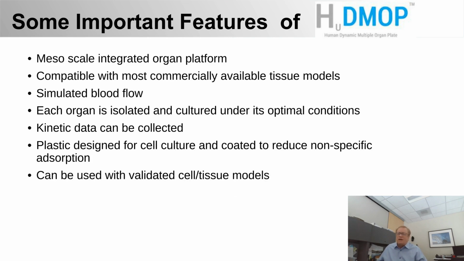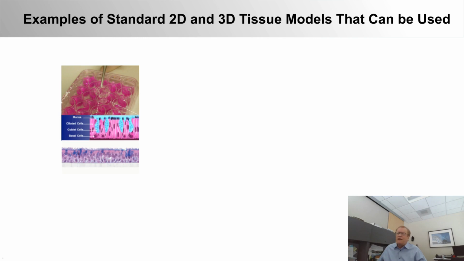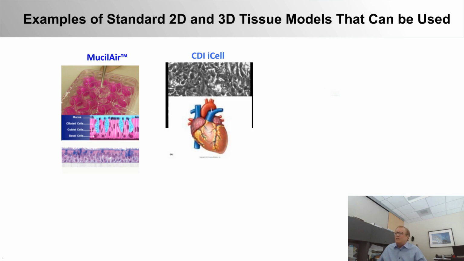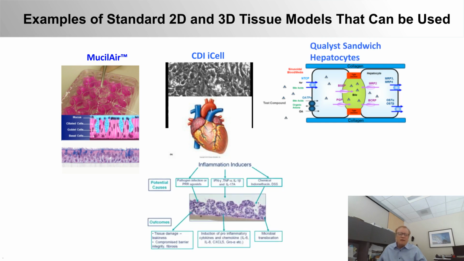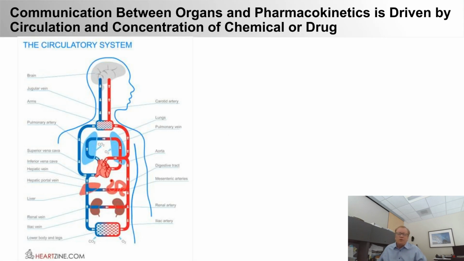We've used the model with, like I said earlier, many different tissue types, which you're all familiar with, and I'm going to show some of those to you now. I've already mentioned mucilair. This is the lung model. It's made by Epithelix. We've used cardiomyocytes, the iCell system. We use primary hepatocytes in standard monoculture or in sandwich culture. And we've used the EpiIntestinal system that's made by MatTek Corporation, and we've had excellent luck with this for our oral models. So these are just examples of the different tissue types that can be used in the platform. And other examples would include spheroids, and of course any cell line that you happen to have experience with in your laboratory.